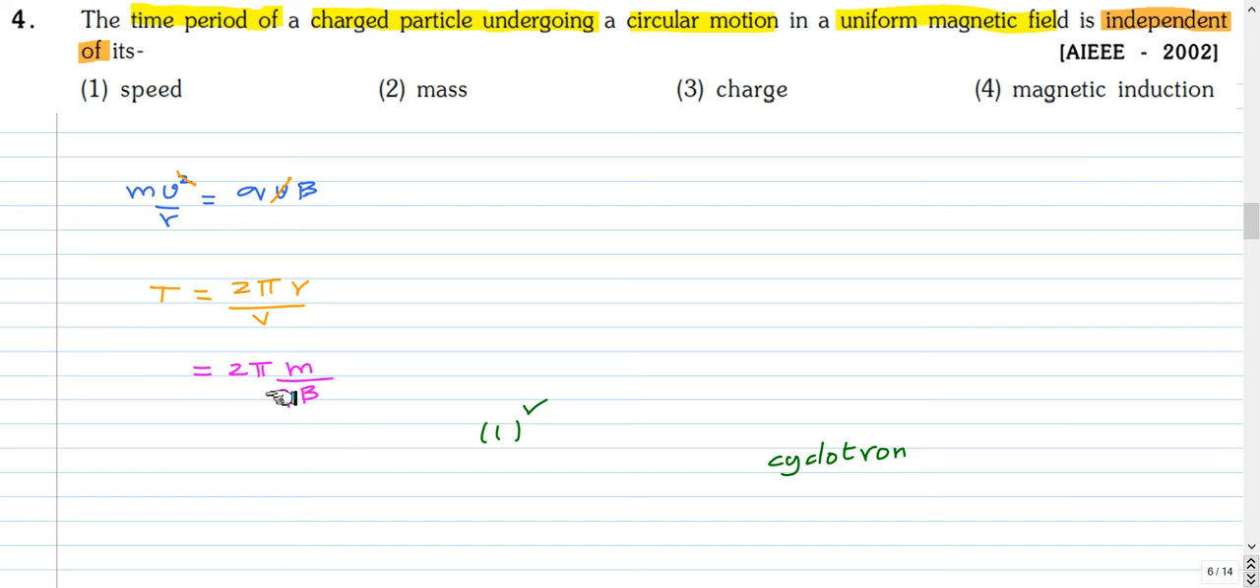So the time period depends on the mass, charge and the magnetic induction. So it is independent of speed. Correct option is option 1. And this is a basic principle on which the cyclotron works.